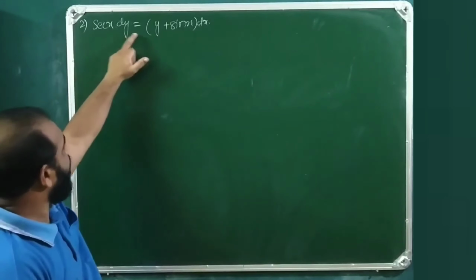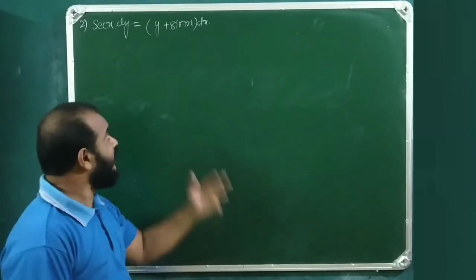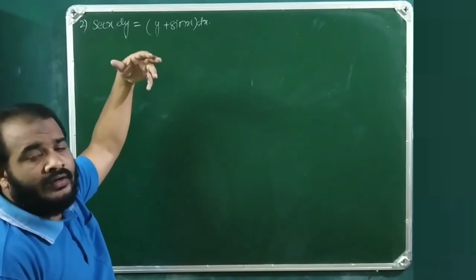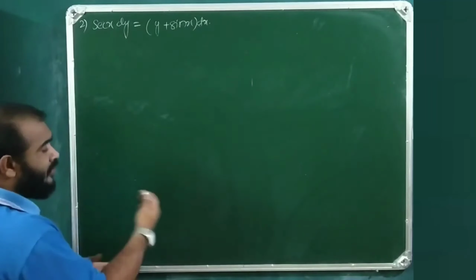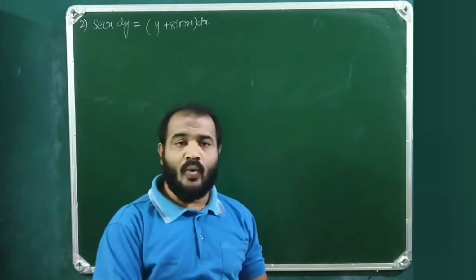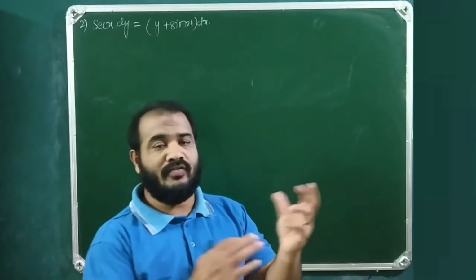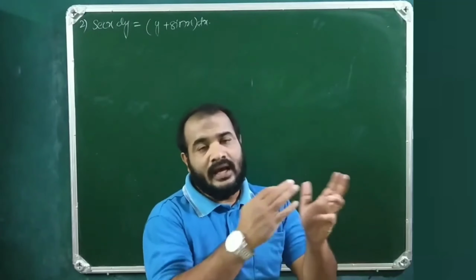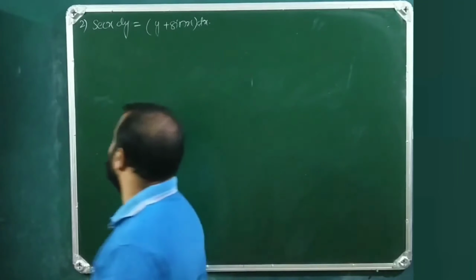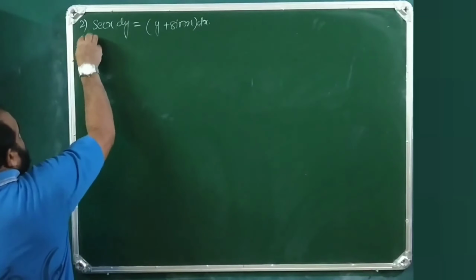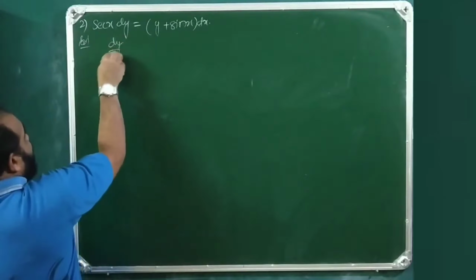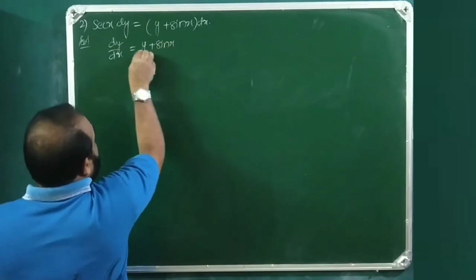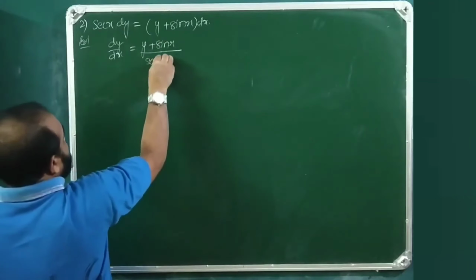Secant x into dy equals y plus sin x dx. Let us first try to write it as a linear differential equation. The linear differential equation could be of either form, dy by dx plus py equals q, or dx by dy plus px equals q. So dy by dx is equal to y plus sin x by secant x.